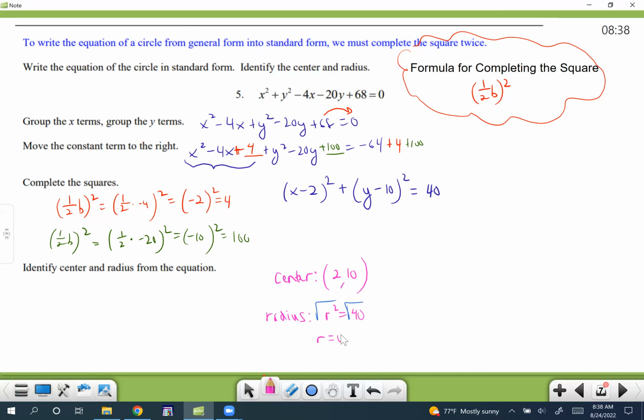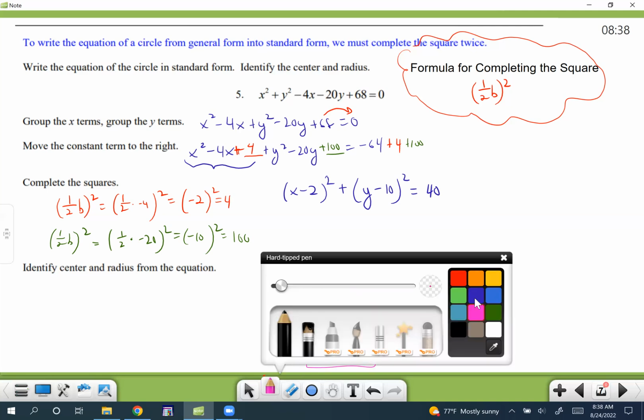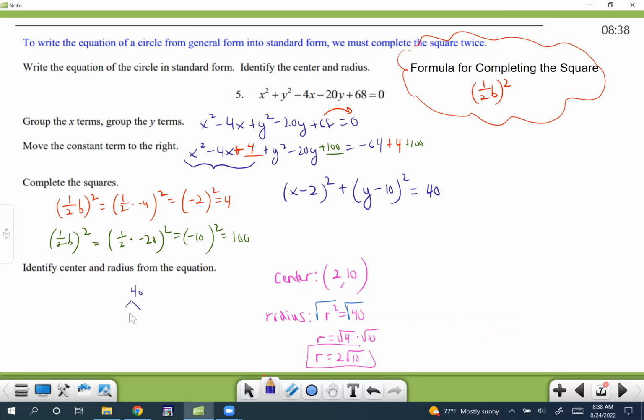Now the square root of 40. 40 is 4 times 10, right? So it looks like r would be 2 root 10. Or you can just use the prime factorization of 40, right? 4 times 10, 2 times 2, times 5. Doubles on the outside, singles on the inside. So it looks like it's 2 root 10.